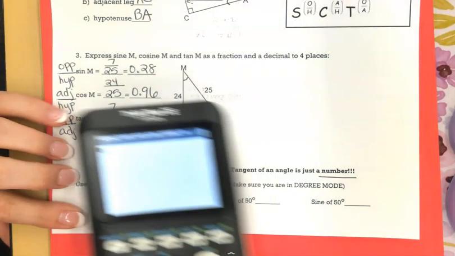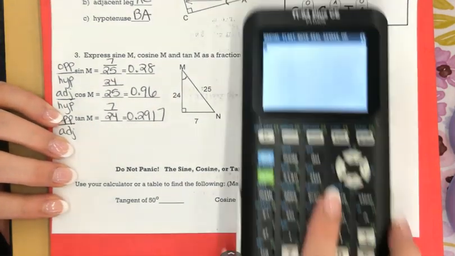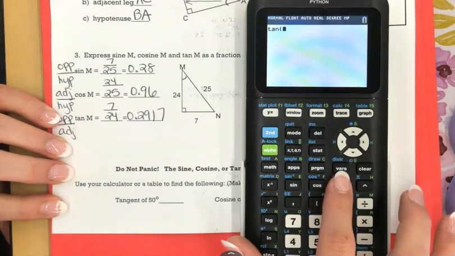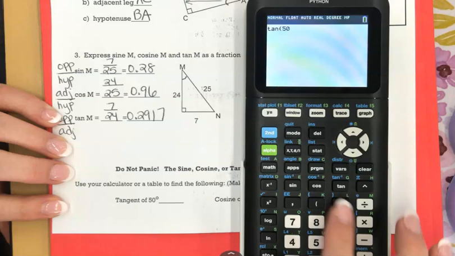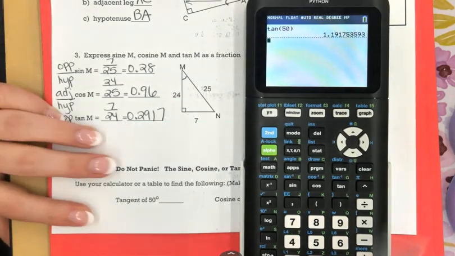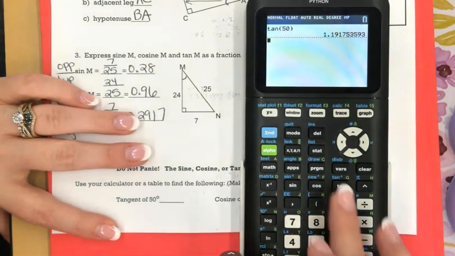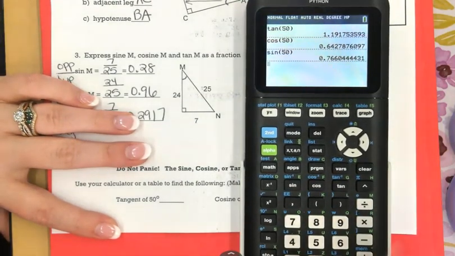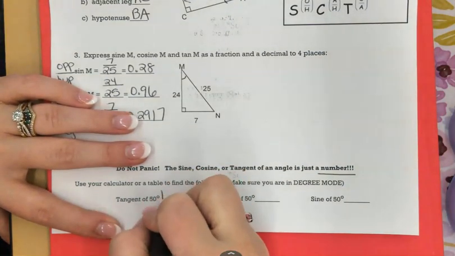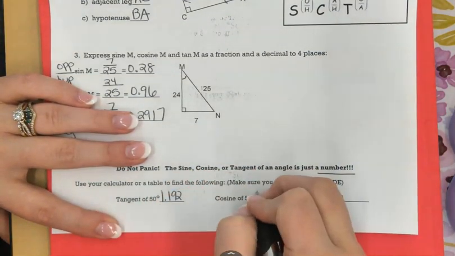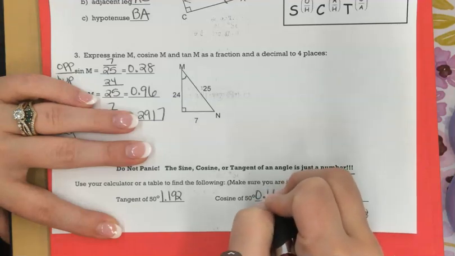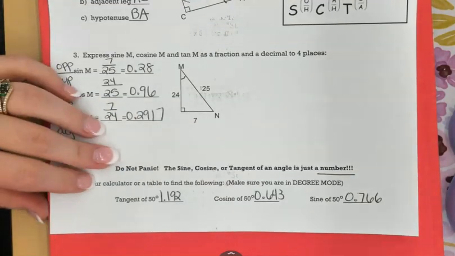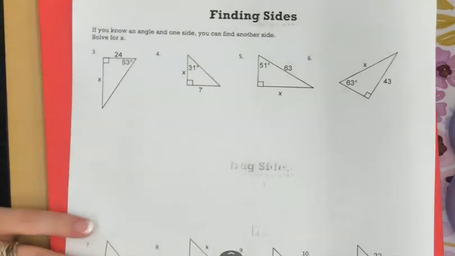So I can now find the tangent of 50. My trig buttons are here: sine, cosine, and tangent. So if I want the tangent of 50, I'm just going to press tan 50, and there I have it. Then I can do the same thing for cosine and for sine. So there are those three values. So again, cosine, sine, and tangent are just numbers. So let's look at how we use them to find missing sides. We'll do that on the back side now.